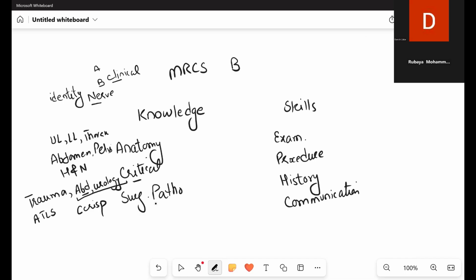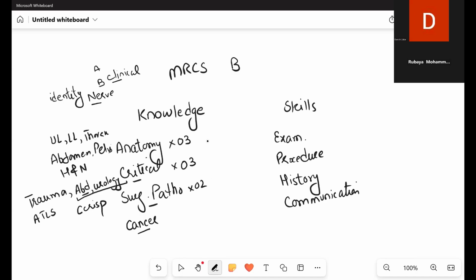Then comes the surgical pathology. For the surgical pathology, you will be tested for different cancers, their presentation, their staging, their treatment, and various other pathologies. Now, there will be three scenarios from anatomy, around two to three scenarios, I guess, from critical care, and two scenarios from the surgical pathology.